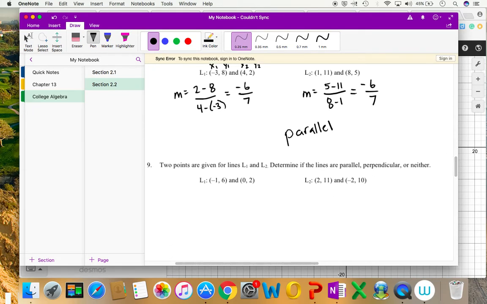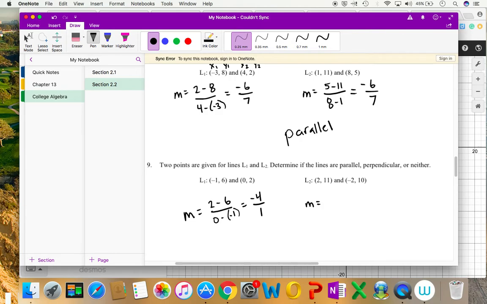Same situation, find the slope. So the slope of line 1 is going to be 2 minus 6 over 0 minus negative 1. So 2 minus 6 gives me negative 4. 0 minus negative 1 is 0 plus 1. So my slope is negative 4 over 1.